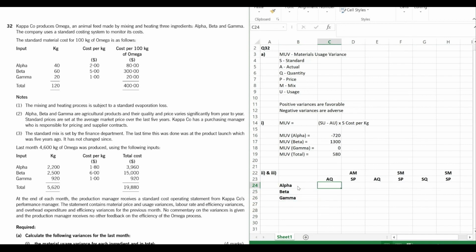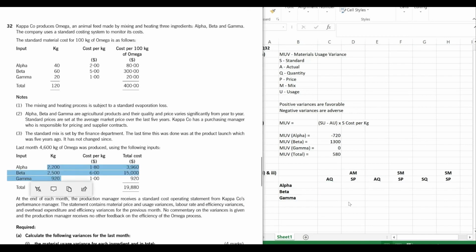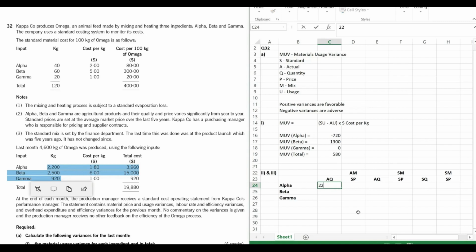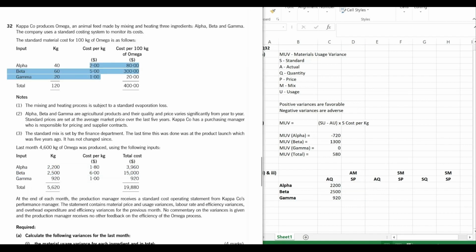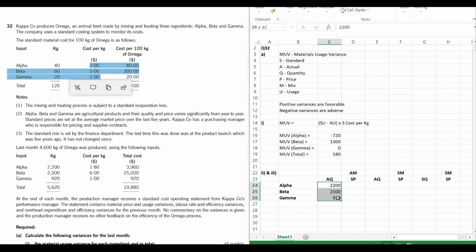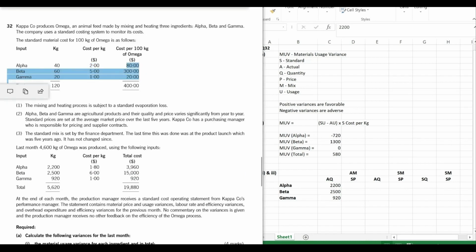Okay, so the actual quantity as per the actual mix, this we take directly from the question, which will be these numbers: 2,200, 2,500, 920, right? Okay, so 2,200, 2,500, and 920. Okay, and for the standard price, we'll again take that from the standard cost card, which are these costs. Remember, standard price is the cost per kg, because we're dealing with kgs here. We will multiply them by the dollars per kg, not by the dollars per unit, which students sometimes do.